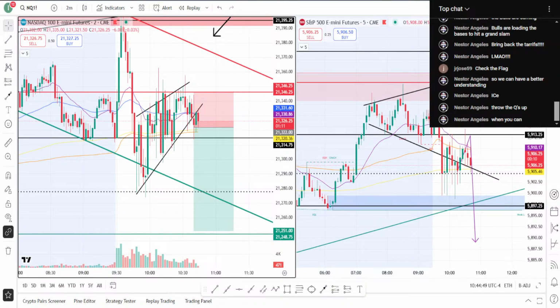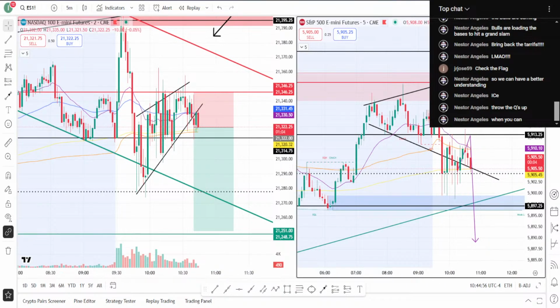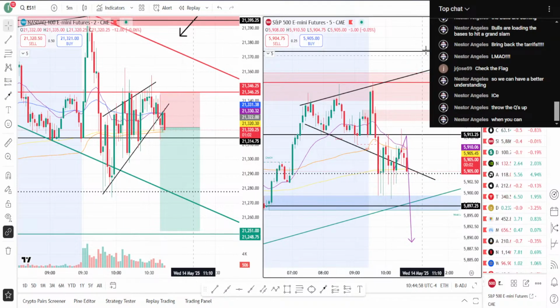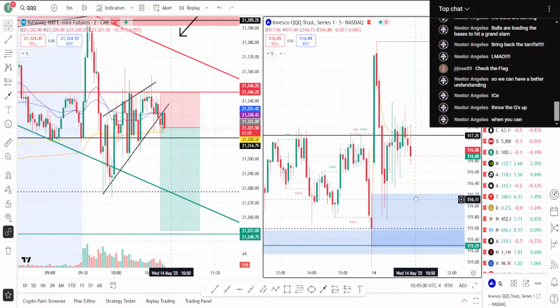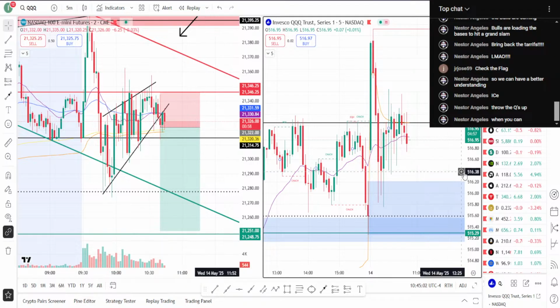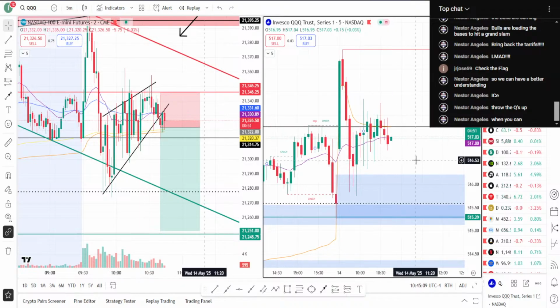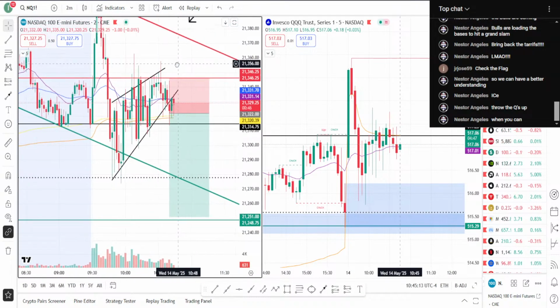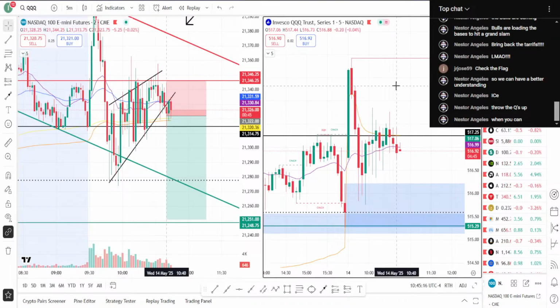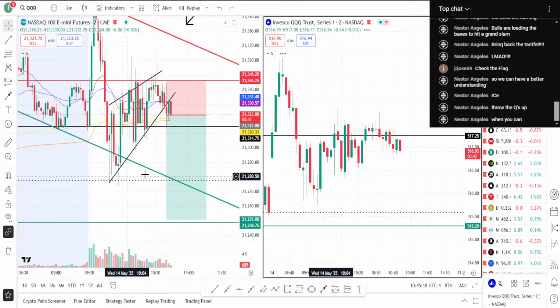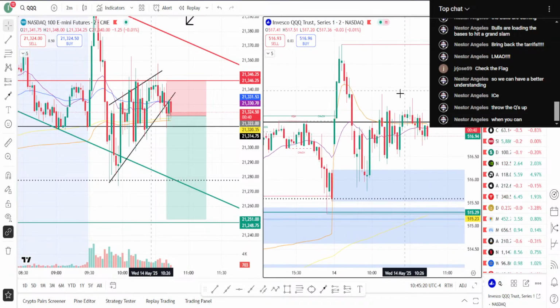Want to see the cues? I got you. Let's put it here on the right side. It's practically the same thing. Here it is on the 2-minute time frame.